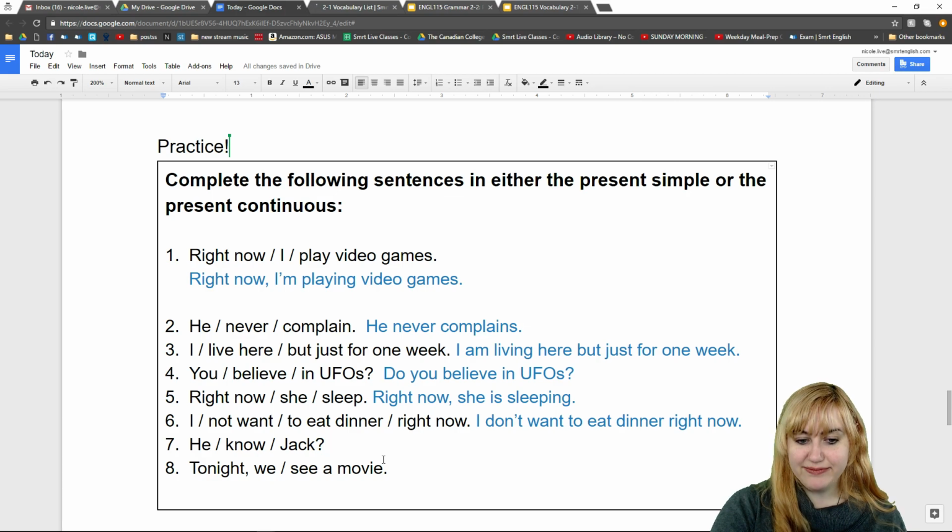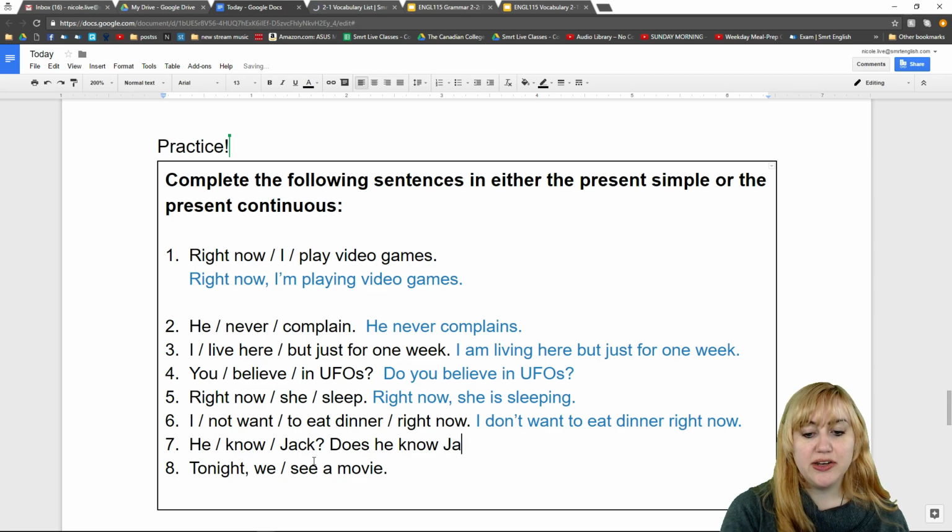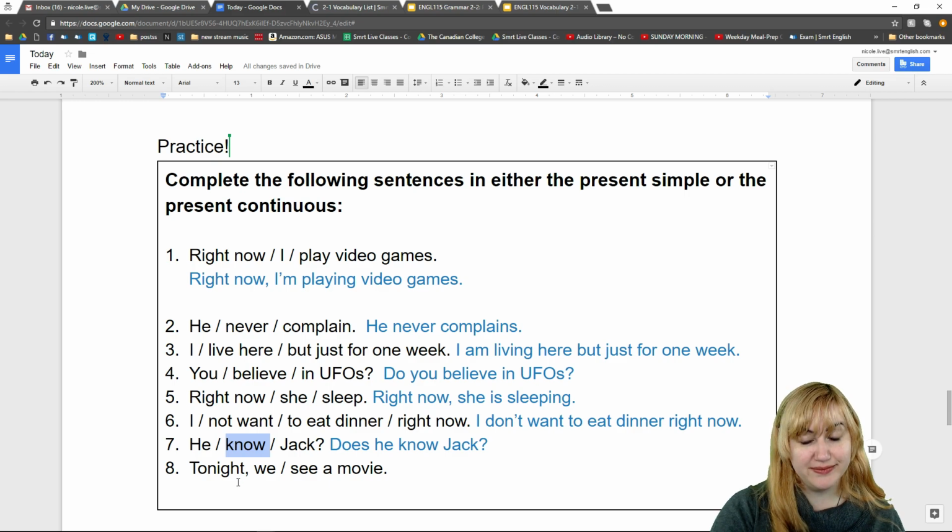Okay, number 7 says, he know Jack. We're going to use present simple, and it's a question. So we're going to say, does he know Jack? We use present simple because know is a state verb. All right, and we have one more.